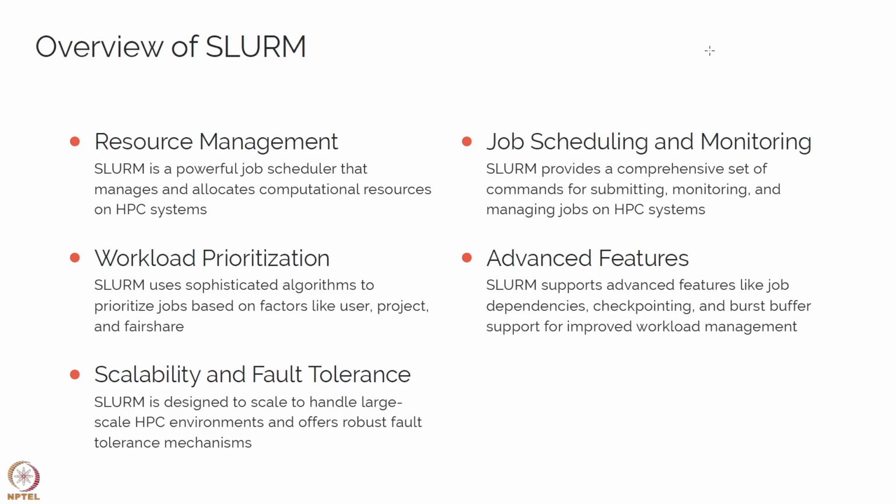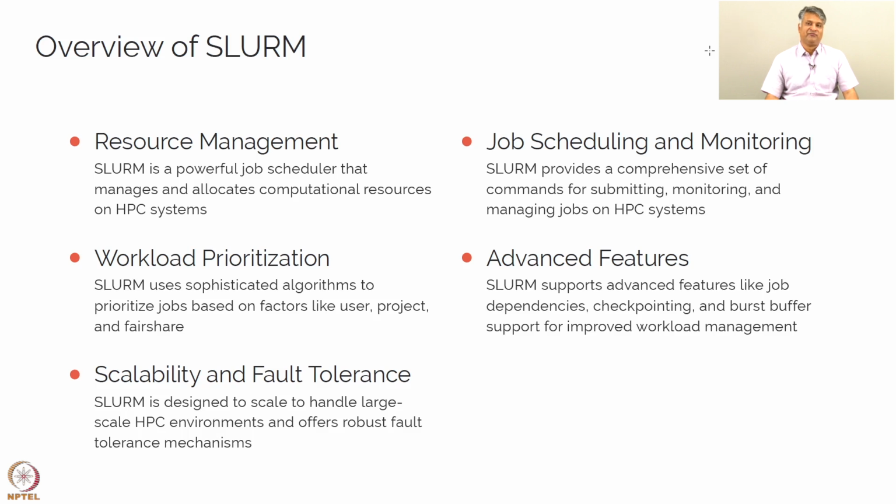Now let us have an overview of SLURM. SLURM is a powerful job scheduler that manages and allocates computational resources on HPC systems. It uses sophisticated algorithms to prioritize jobs based on factors like who the user is, what the project is, and what is the fair share policy. It is designed to scale to large HPC environments. By large, I mean hundreds or even thousands of compute nodes and lots of cores.